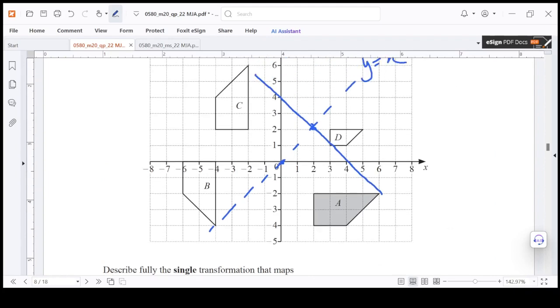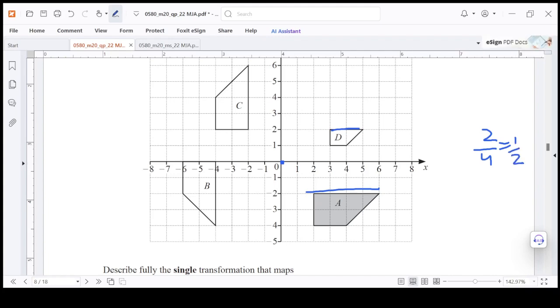How did A become D? It's definitely a stretch, and the scale factor is new length over old length. So 2 over 4, which is half. It's not going to be negative half because the figure did not become upside down. It's still the same figure, just slightly smaller. Okay, so it's an enlargement with scale factor 2.